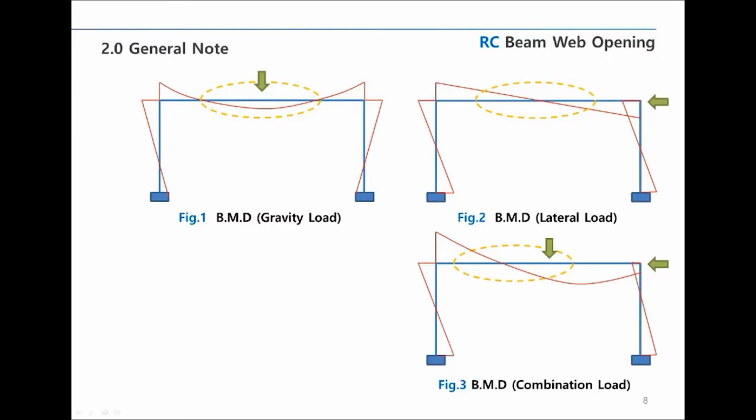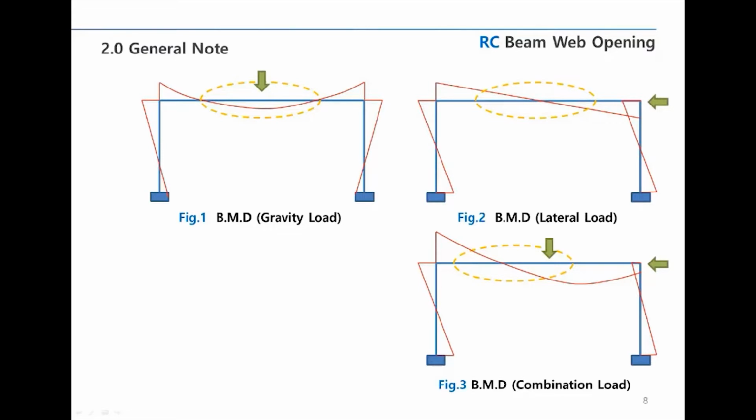The second figure shows lateral force only after removing gravity direction load. In this case, an inflection point occurs in the middle section, and you can see the moment in the middle section is also relatively small. The third figure is the bending moment diagram.